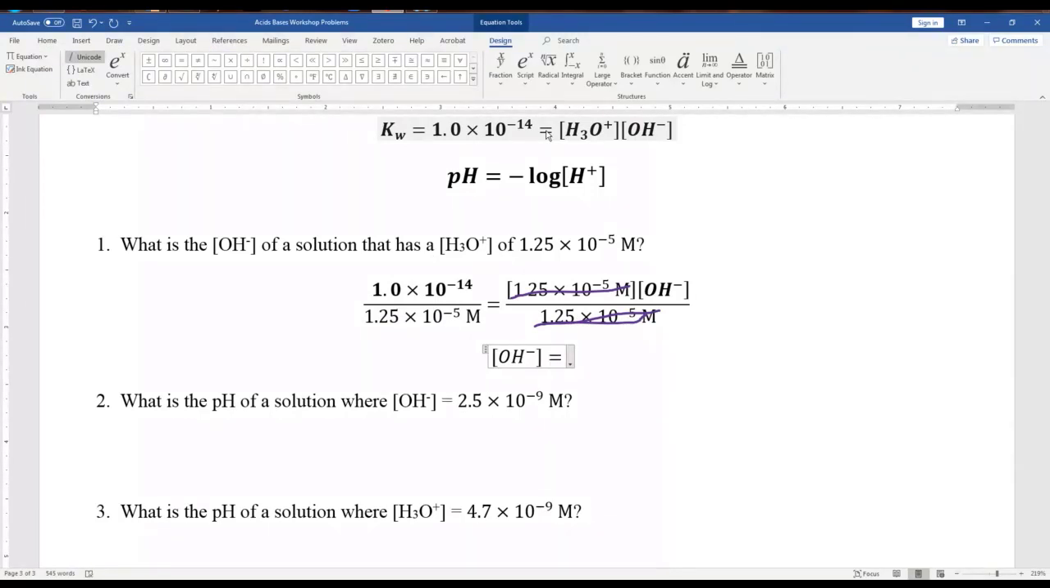Yeah, so 1.0 times 10 to the negative 14th divided by 1.25 times 10 to the negative fifth. One easy way to do this is, if your calculator has an EE button on it, you can just put 1.0 EE negative 14 divided by 1.25 EE negative 5. Divided by what?